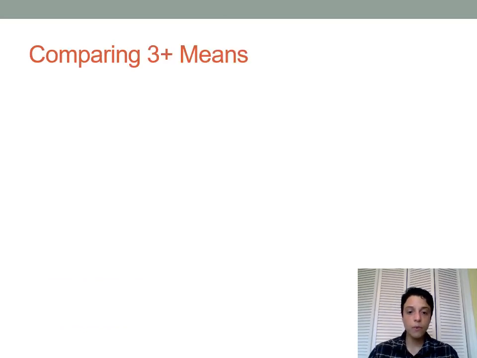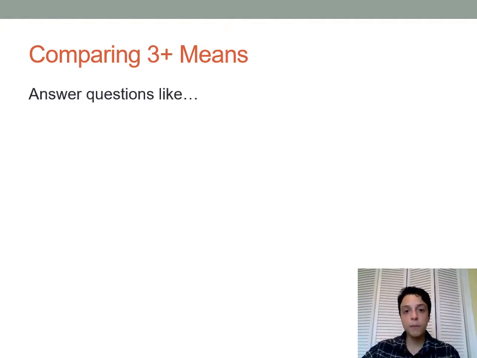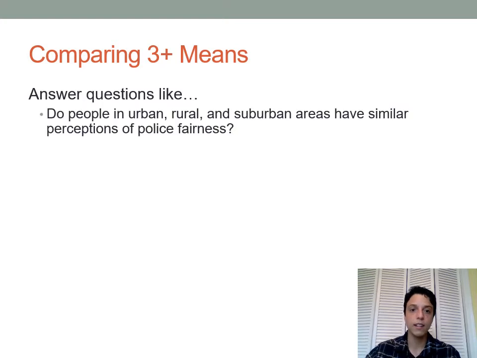And so what we're going to be doing here is comparing three or more means to each other using samples. So as you'll see, this is really going to follow from what we've been doing in the last couple of classes, where we looked at one mean, then we looked at two means, and now we're looking at three means. And we'll be able to answer questions like these.